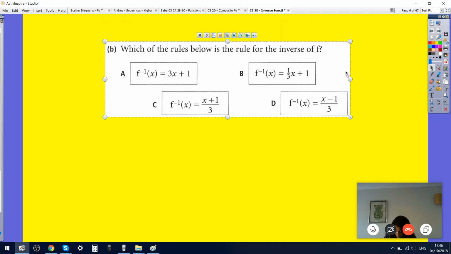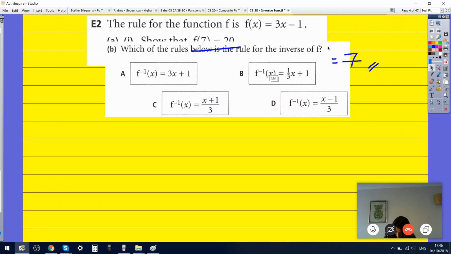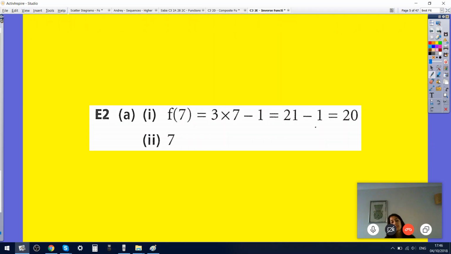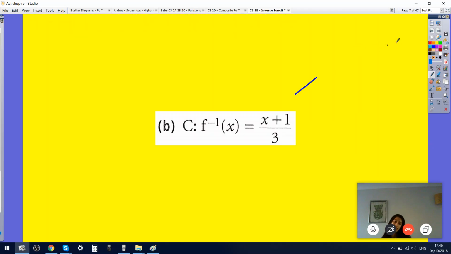And if we go back, which of these is the f inverse of x for this function? The function is 3x minus 1, so the inverse has got to be a plus 1. Is it C? Correct, C.